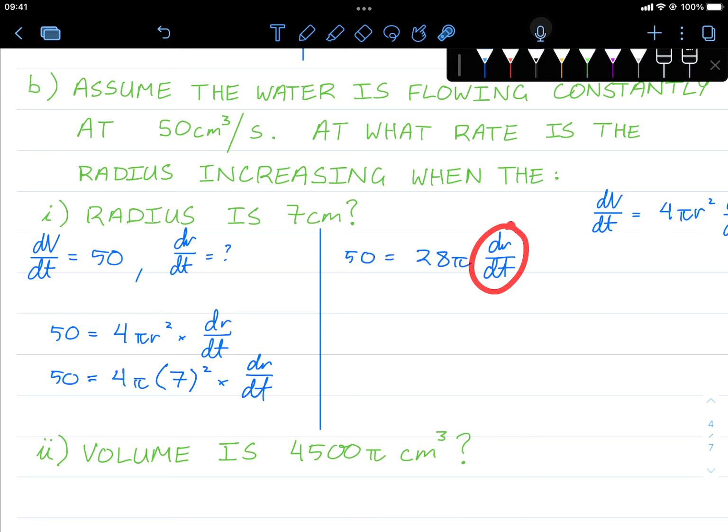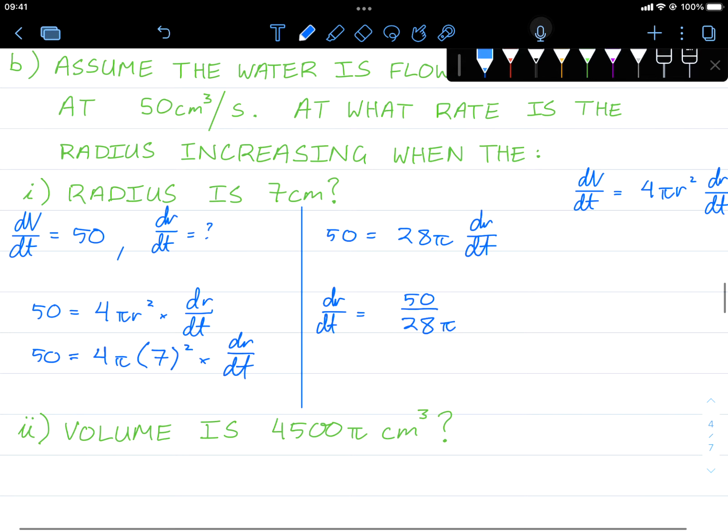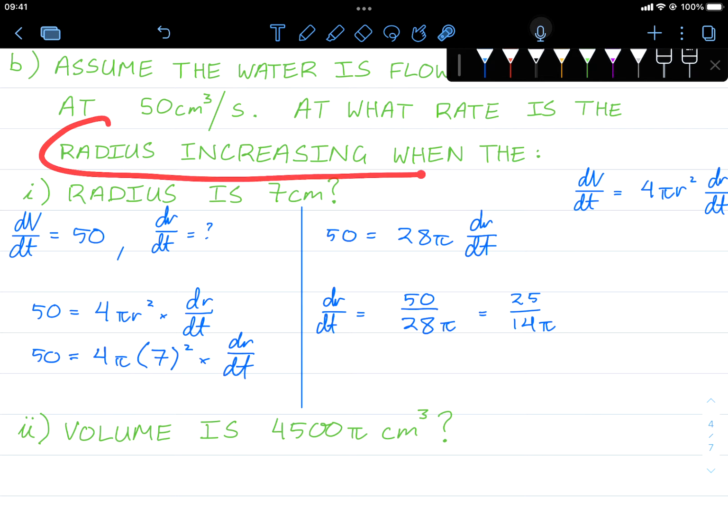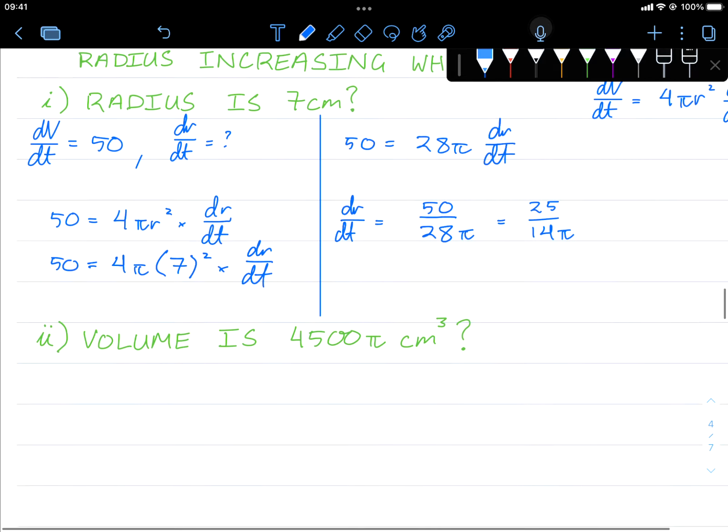And since we're looking for the change in the radius, we can simply find that by dividing by 28 pi. So dr on dt is 50 on 28 pi, which we can simplify into 25 on 14 pi. That there is the rate at which the radius is increasing when the radius is 7.